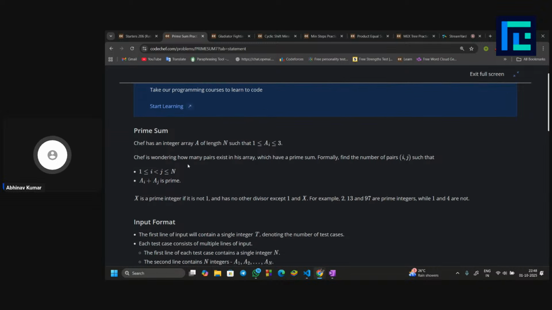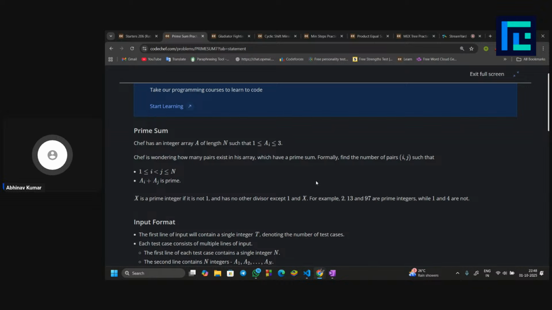So the first problem is Prime Sum. Chef has an integer array A of length N such that A_i is from 1 up till 3. Chef is wondering how many pairs exist in this array which have a prime sum. Formally, find the number of pairs (i, j) such that i is less than j and A_i plus A_j is prime.